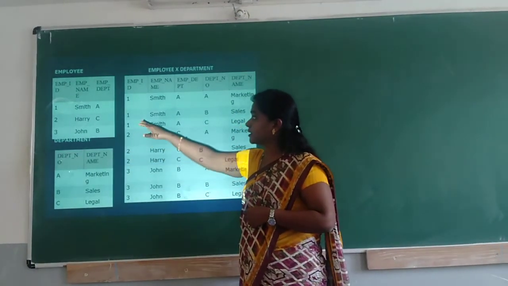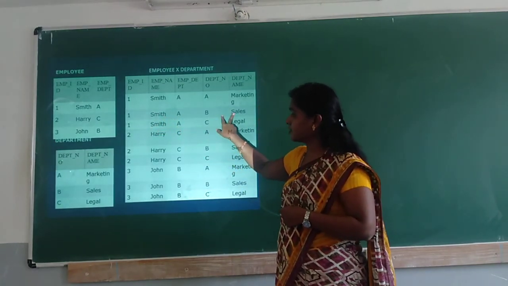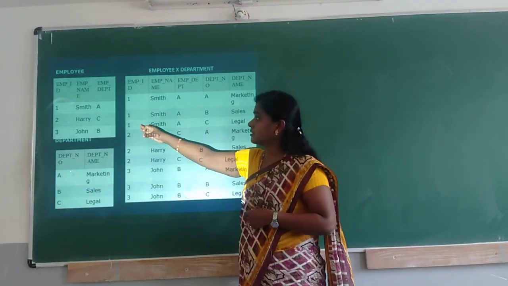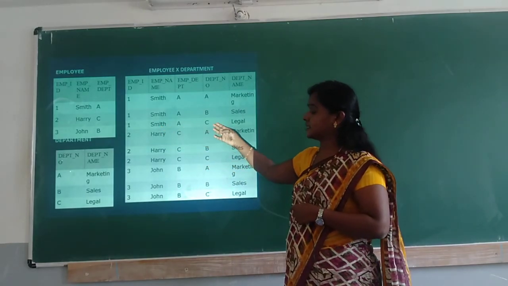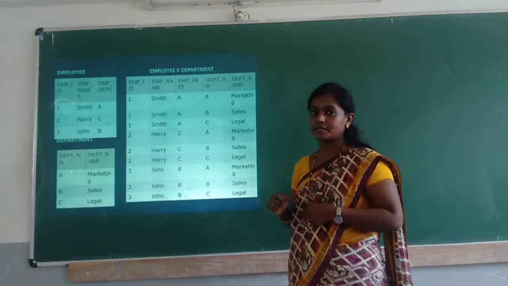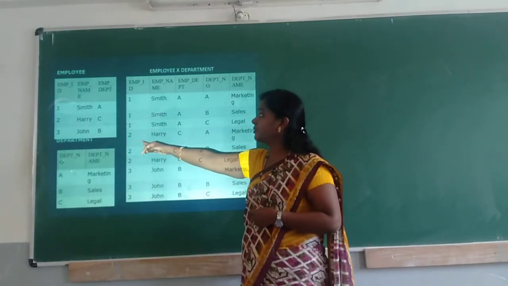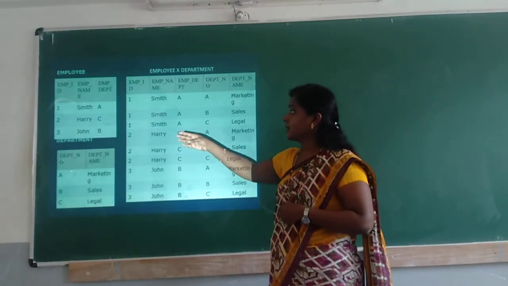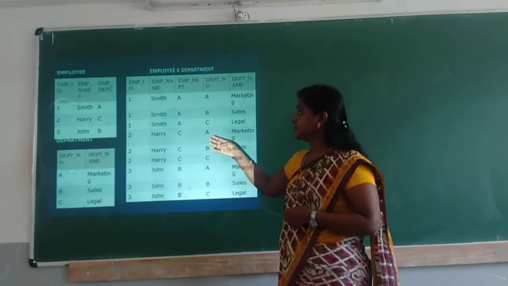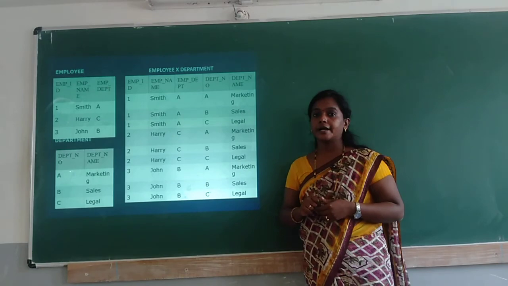Marketing. Next we have Smith again, same thing, A, and the second row of the department table, B and sales. Same thing, first one Smith, A, and C is the third row of the department table and the department name is legal. After that we have the second row of the employee table, that is 2 is the employee ID, Harry is the employee name and C is the department. Next again these three are repeated. So this is about the Cartesian product.